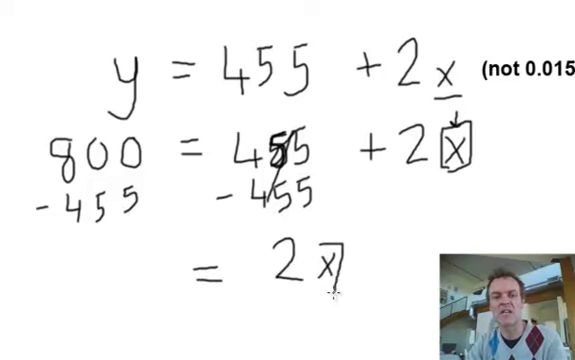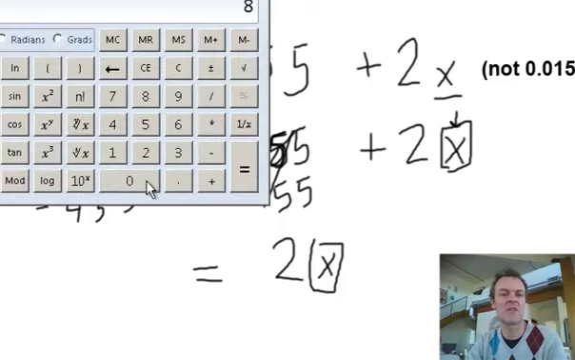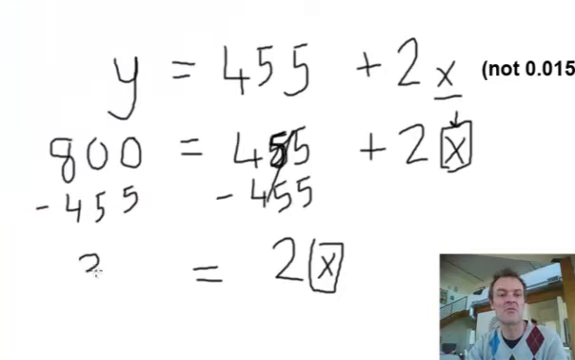Put the x in the box again. I'm trying to get to that. But what's 800 take away 455? Right, what's 800 take away 455? That equals $345.